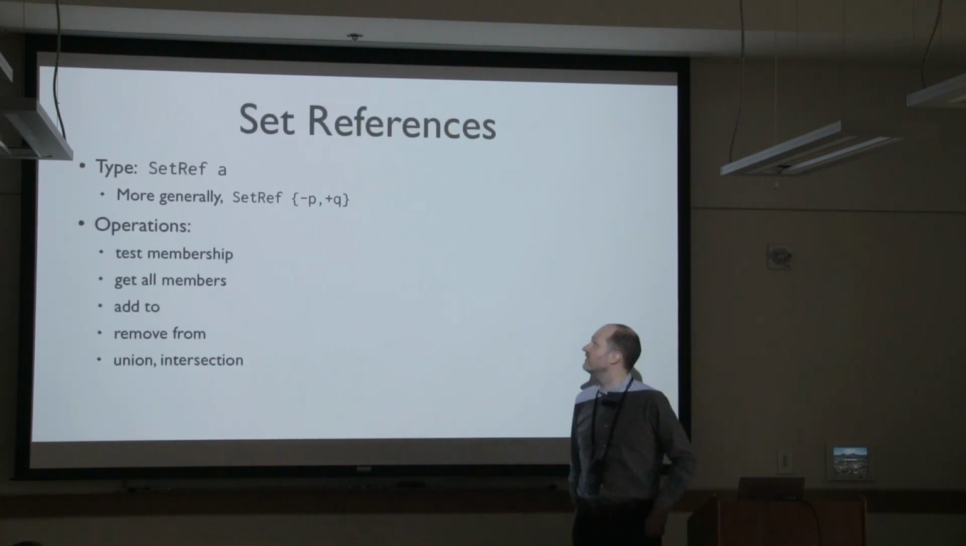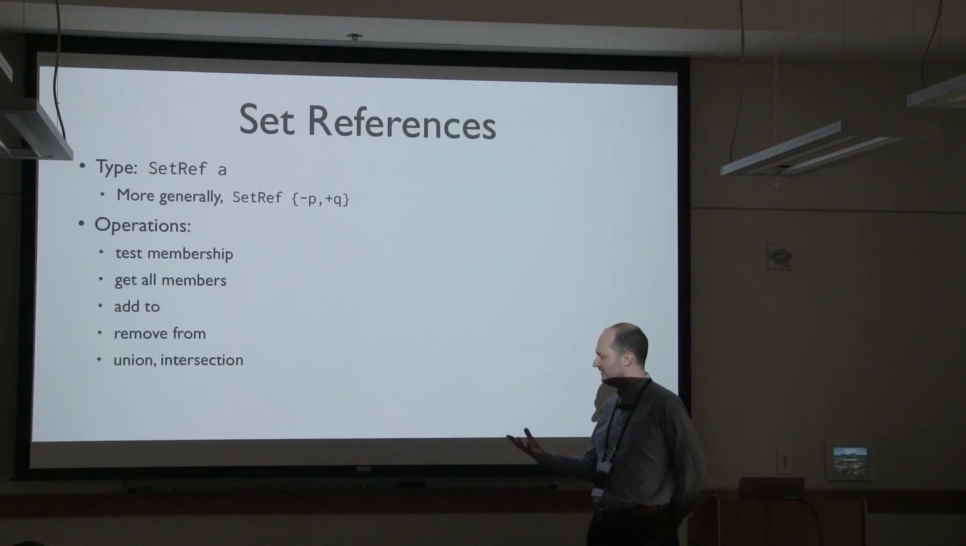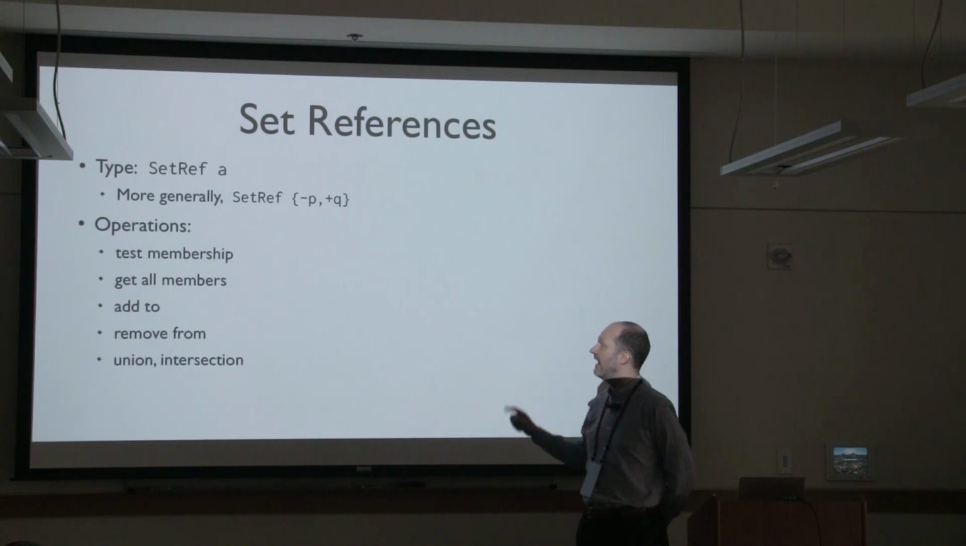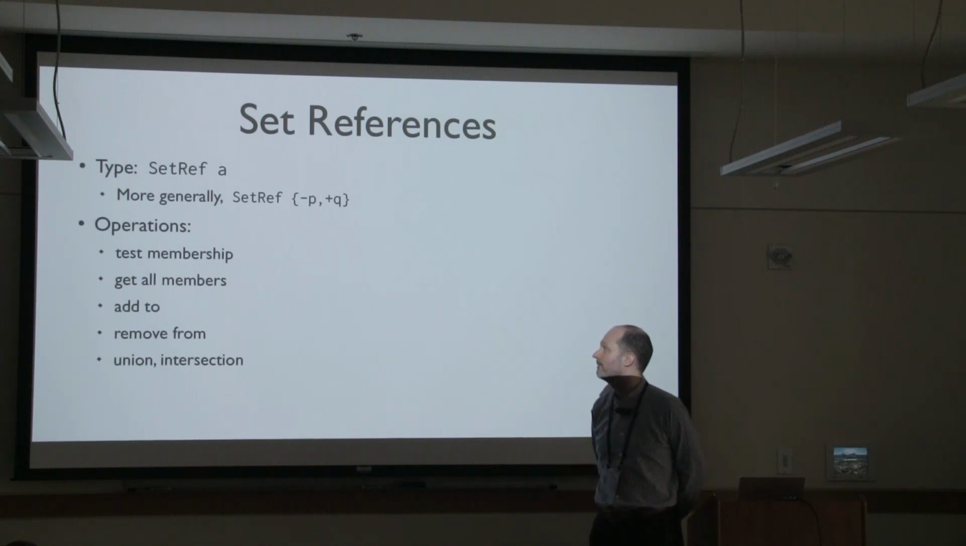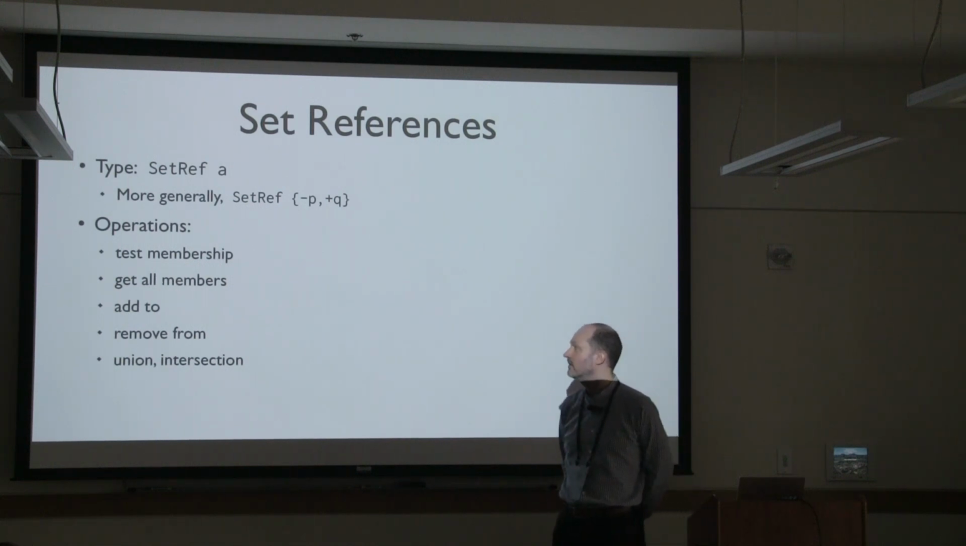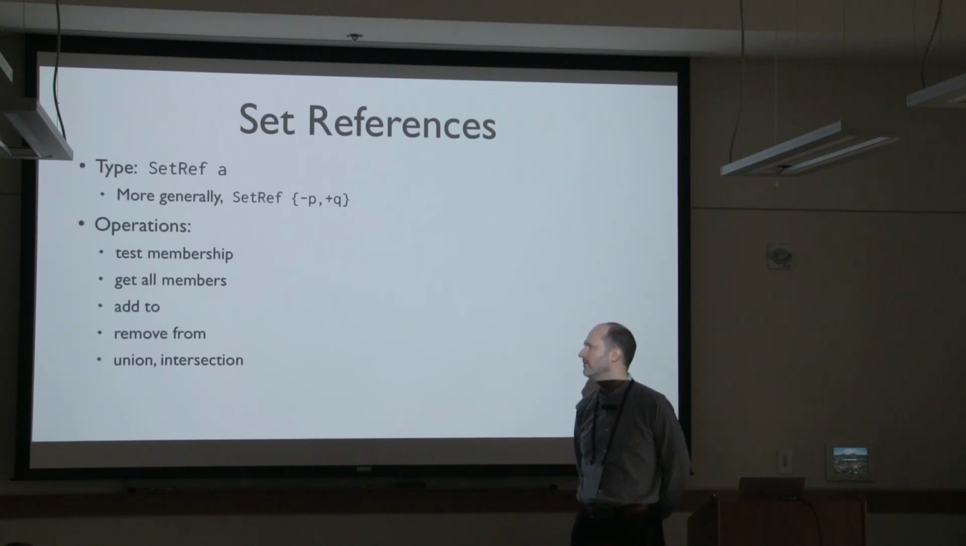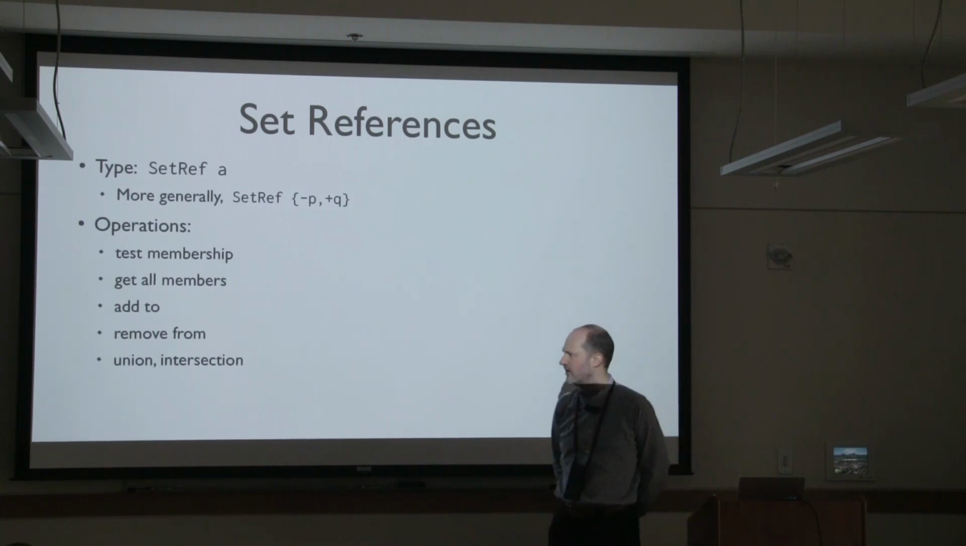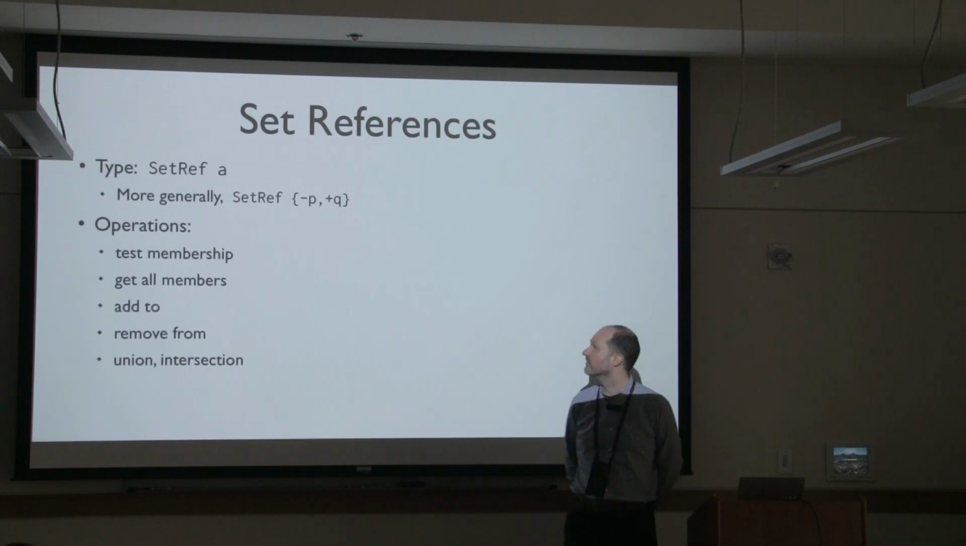Okay, so there's also the set type. If we want to look at everyone named James, we're going to get one of these set refs. And certain user interfaces take set refs. And so they have that same property that when the set ref gets updated, then the user interface that's watching this will also get updated. It has set-like operations. You can test membership, get all members, add to, remove from, union, intersection. There's Cartesian sum, Cartesian product, this sort of thing.